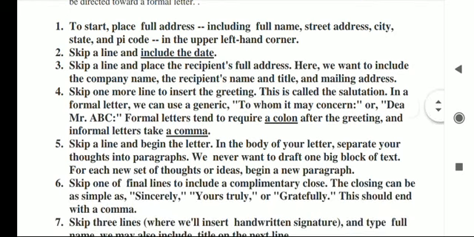Now the fourth step is skip one more line to insert the greeting. This is called the salutation. In a formal letter we can use a generic greeting, that is to whom it may concern, or dear Mr. ABC. Formal letters tend to require a colon after the greeting and informal letters take a comma.